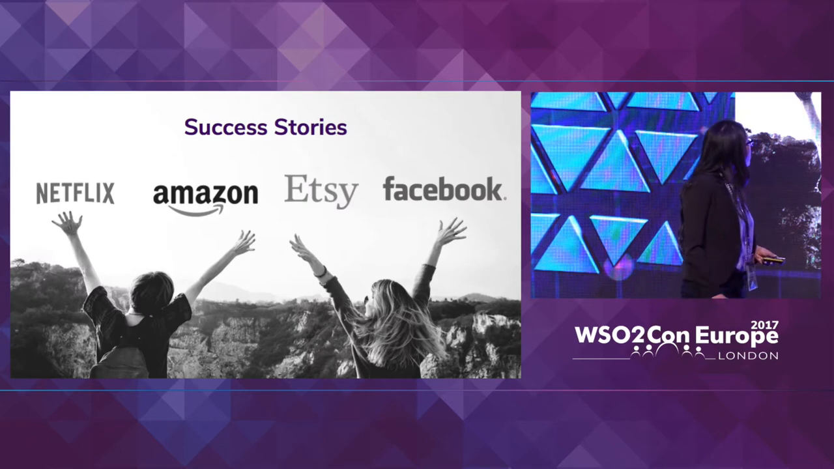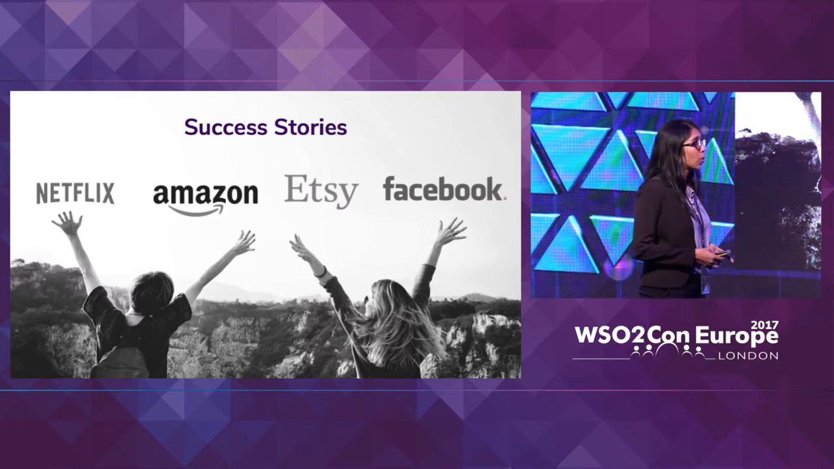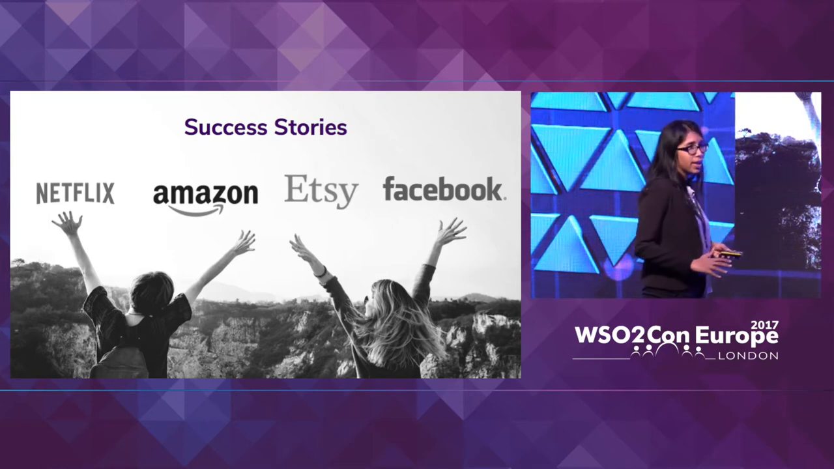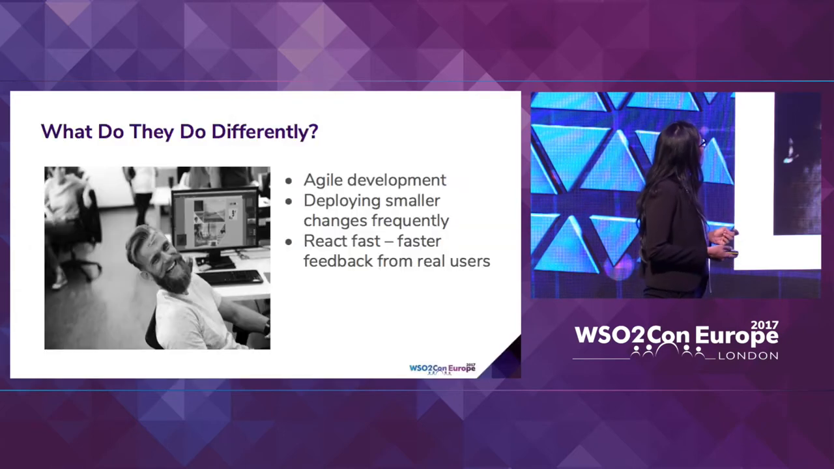So these are some of the success stories when it comes to high-quality software released rapidly at a massive scale. We all know these sites: Facebook, Netflix, Amazon. They all do things differently. So let's see what they are. What do they do differently?